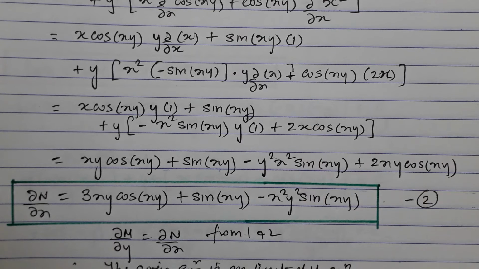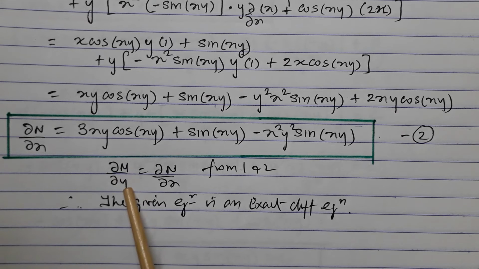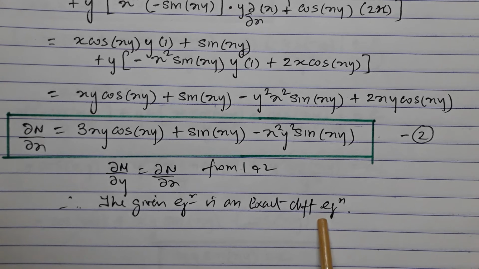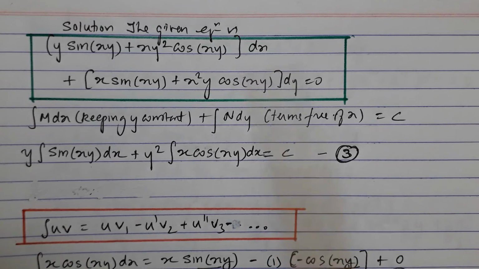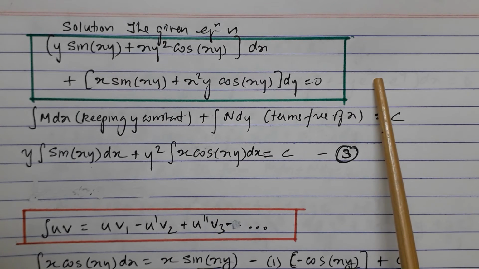So from 1 and 2, we can conclude that del m by del y is equal to del n by del x. Therefore, the given equation is an exact differential equation. So now let us proceed to find the solution of the given differential equation.